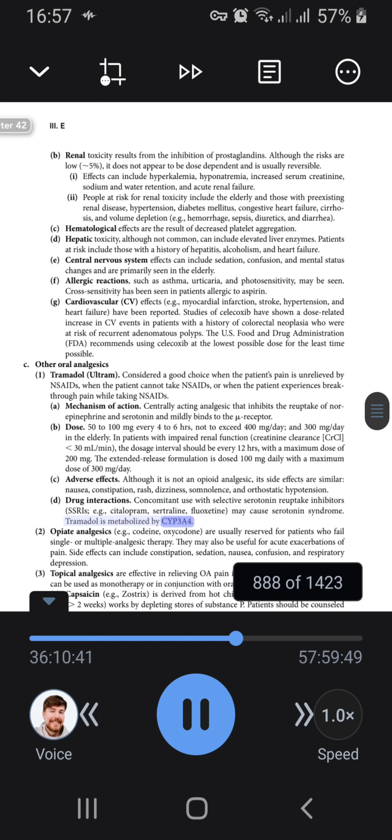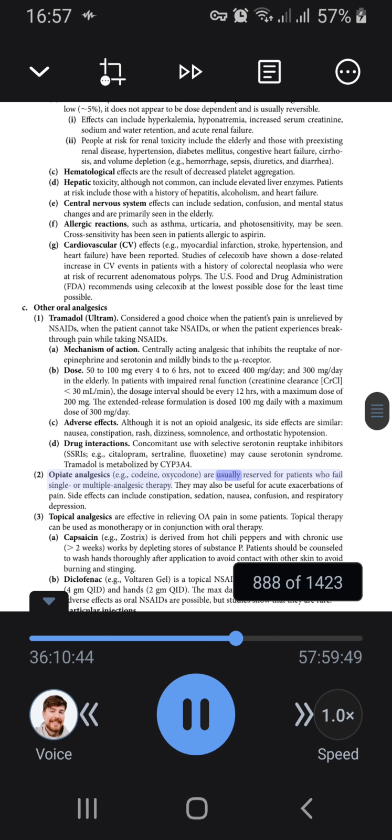2. Opiate analgesics, for example, codeine, oxycodone, are usually reserved for patients who fail single or multiple analgesic therapy. They may also be useful for acute exacerbations of pain. Side effects can include constipation, sedation, nausea, confusion, and respiratory depression. 3. Topical analgesics are effective in relieving OA pain in some patients. Topical therapy can be used as monotherapy or in conjunction with oral therapy.